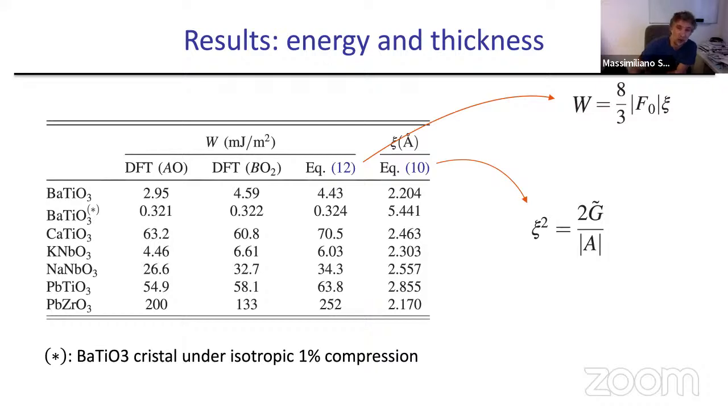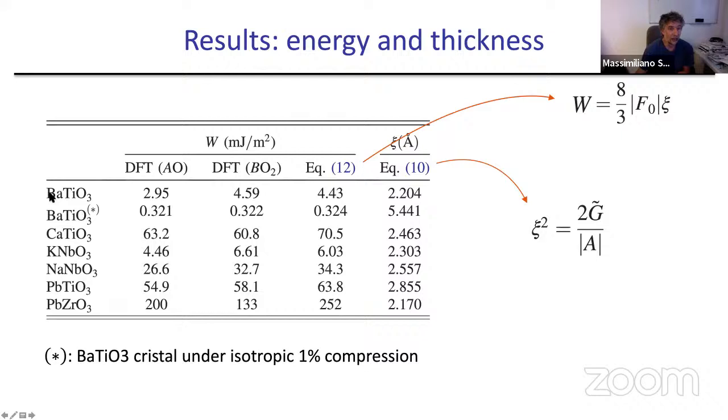So these are the results we got for energy and thickness. You can see in all cases that the agreement is not perfect, but is quite good. Actually, it is very close to either one, either the AO or the BO2 result from the first principles calculations. And this is again quite remarkable given the simplicity of the model that we're using. And again, the sigma parameter is half a unit cell in all cases, which means a thickness of about 1 unit cell.